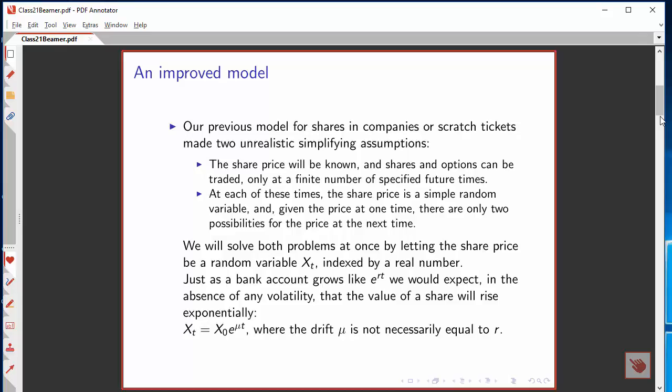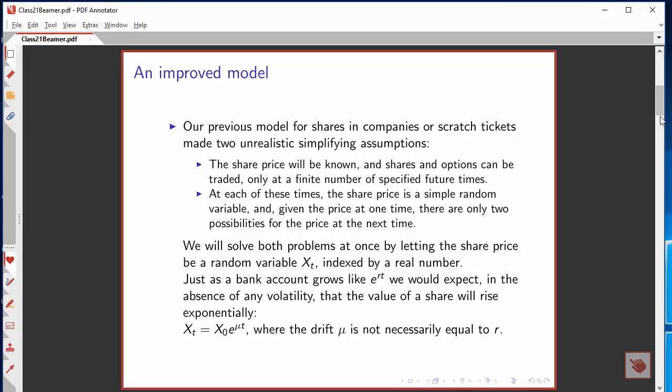And we made two simplifying assumptions, both of them quite unrealistic. The first one was that the share price is well defined and shares can be traded only at a finite number of specified times. Once a day in the case of scratch tickets, and as I recall, once a year in the case of the Sons of Jacob grain storage. Furthermore, at each of those times, the share price is a simple random variable. It can take on only one of a finite number of possible values, and given the price at one time, the price either goes up or down by a specified amount. There are only two possibilities for the price at the next time.